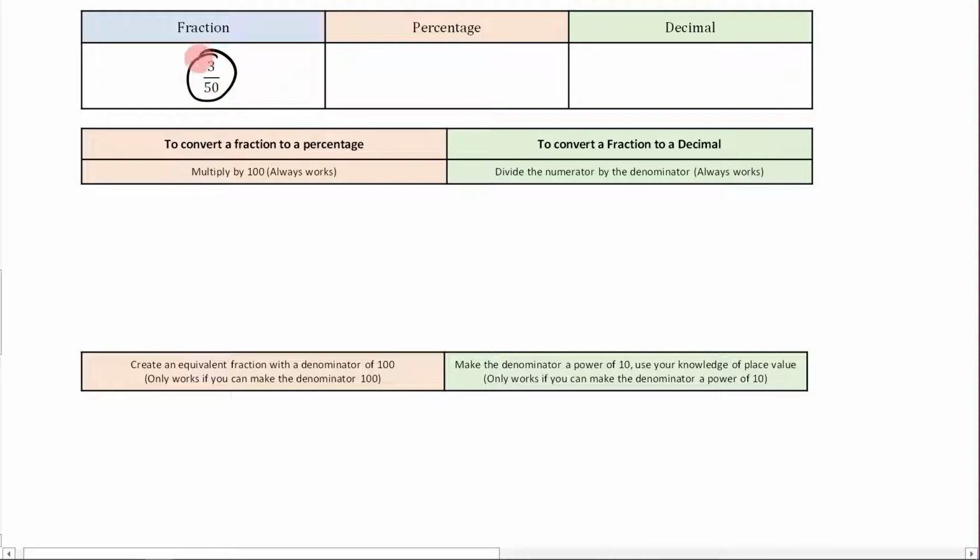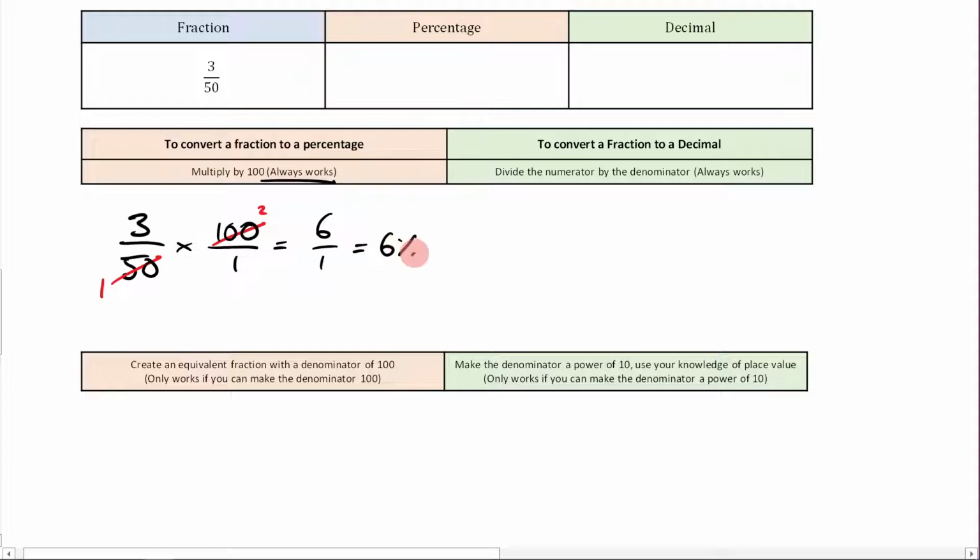So if I've got 3 on 50, and I want to turn it into a percentage, how do I do it? Well, remember, I've got two ways of doing it. The first way is to multiply by 100, and this always works. So I start with my fraction here, and I multiply it by 100 over 1. All right, now I simplify this. Well, I can simplify it this way. I've got 50 and 100. Well, I know that 50 goes into 50 once, and 50 goes into 100 twice. So that means what I'm going to end up with here is 3 times 2 is 6, 1 times 1 is 1. It's going to end up being 6%.